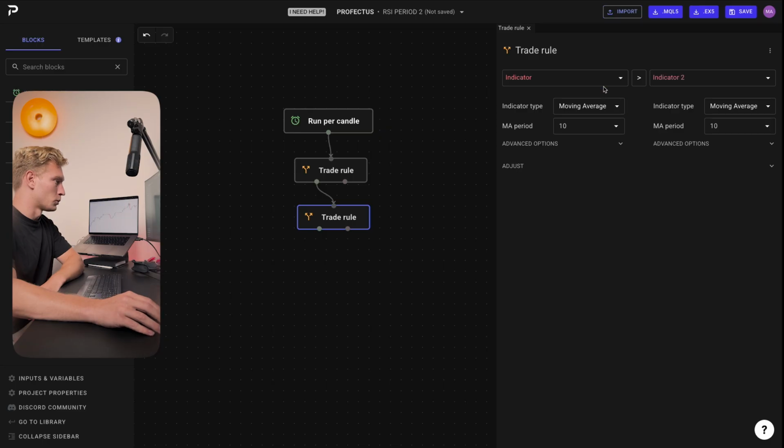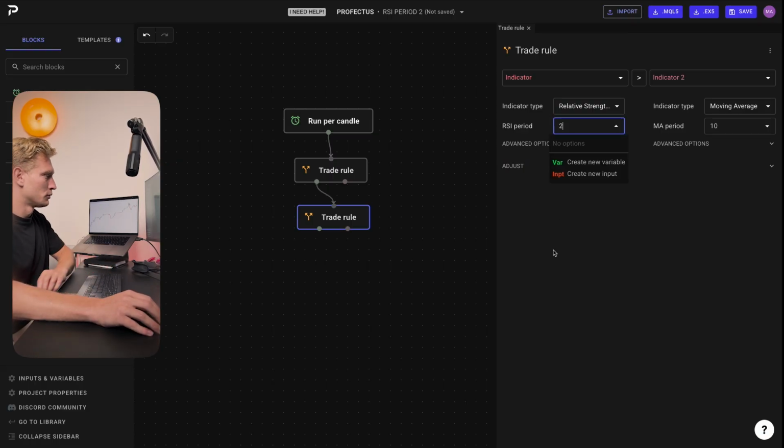Then the second rule was the RSI rule, right? So what we need here is an indicator, the relative strength index, period 14, no, period 2.